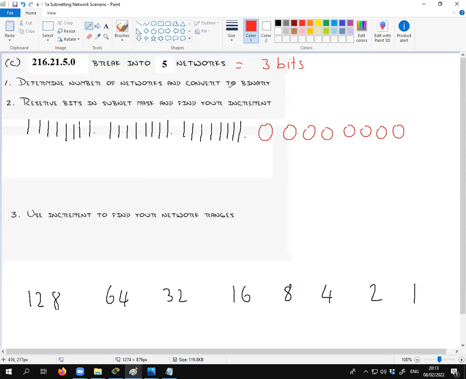What do I need to do? I need to take 3 bits and convert 3 of these zeros into ones. Because when it comes to networking, your 1 bits are your network bits and your zeros are your hosts. So your ones are your networks and your zeros are your hosts.